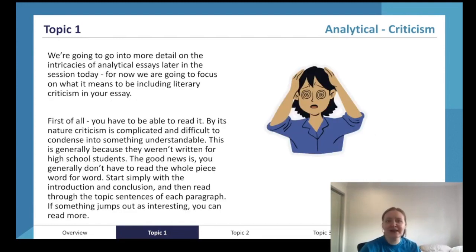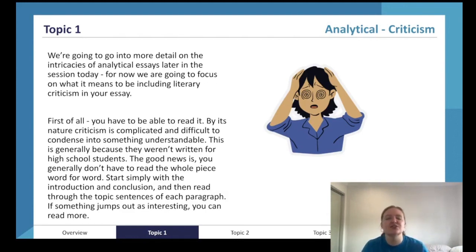All right, so let's talk about this criticism. Let's talk about this thing that alters this from your standard everyday analytical piece. So we're going to focus more on what it means to be including literary criticism in this section of today. So first of all, you have to be able to read literary criticism. It's a bit complicated and difficult, and by its nature, literary criticism is most often tertiary level kind of writing, so it's probably a writing style that you guys are a little bit unfamiliar with.